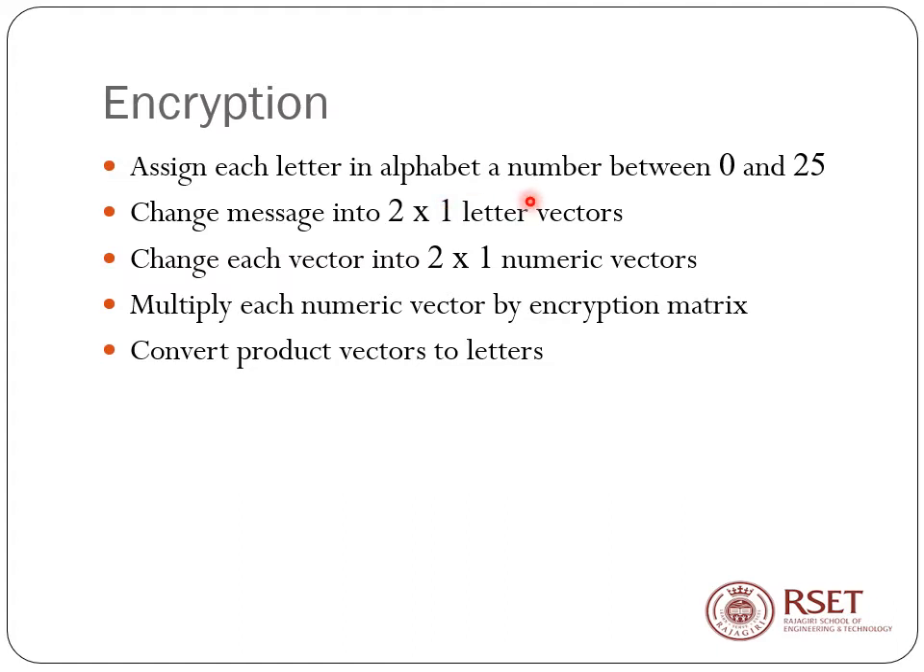So what are the steps to be followed? Assign each letter in the alphabet a number between 0 and 25. You know, A is 0, B is 1, etc. Z is 25. Change the message into 2 by 1 letter vectors, that is 2 rows and 1 column, and change each letter vector into a 2 by 1 numeric vector. That is, you have a mapping, right? So you convert them to numeric vectors. Multiply each numeric vector by the encryption matrix, that is A. Then convert the product vectors back to letters, that is encryption.